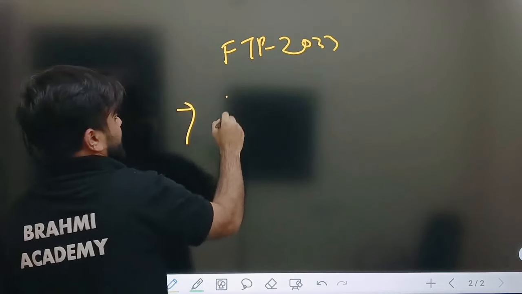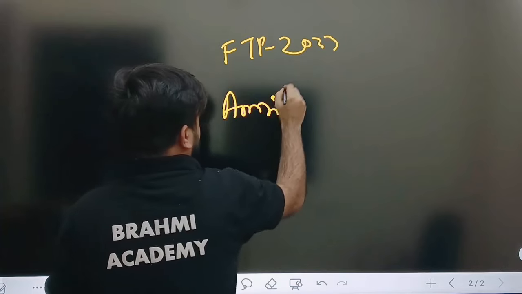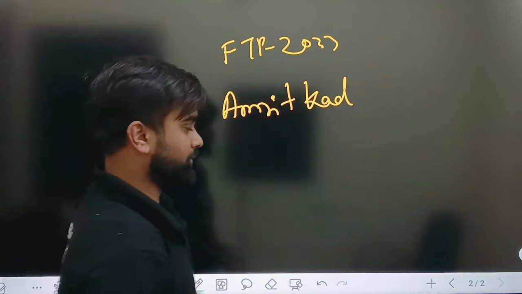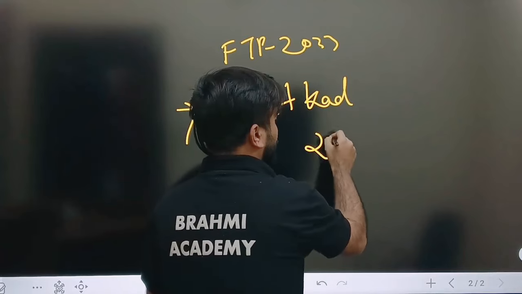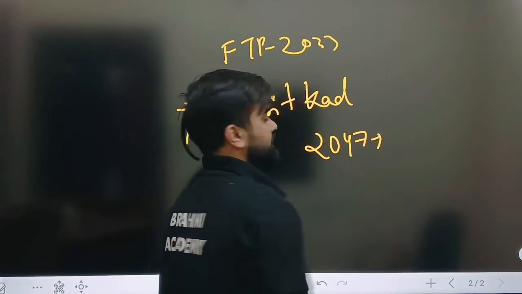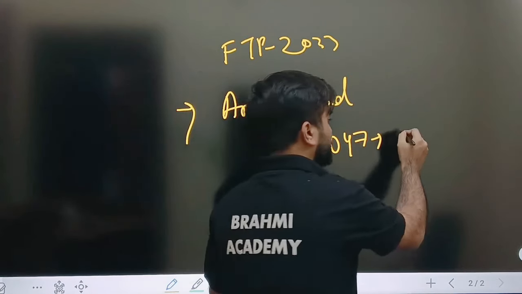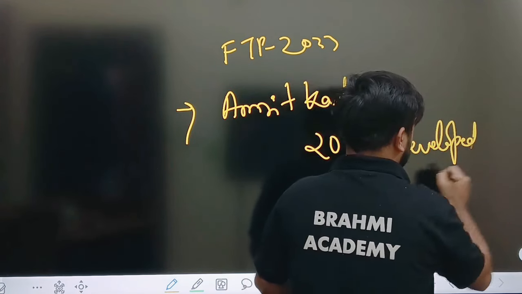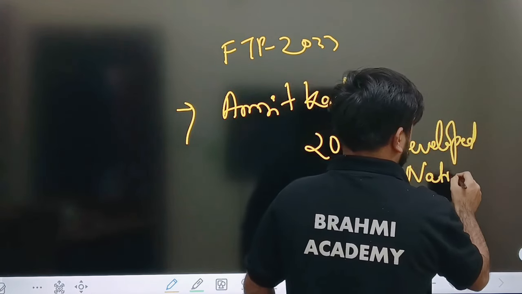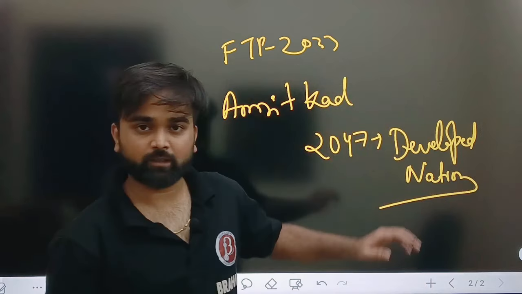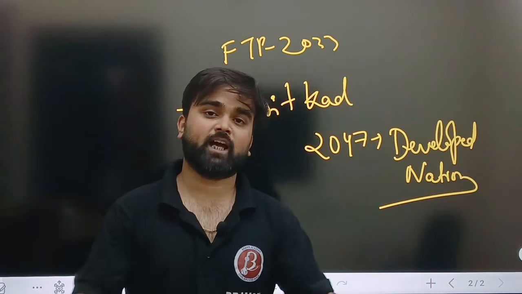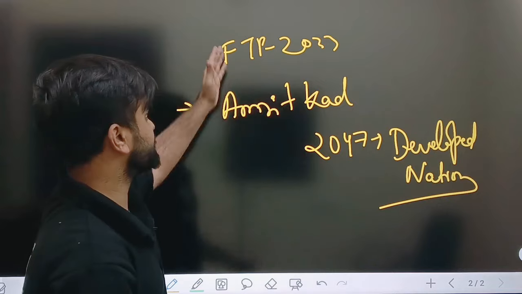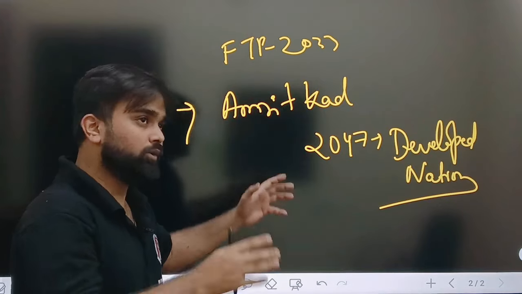2023. Remember, we are in Amrit Kal, correct? In Amrit Kal, the Amrit Yug is there, and by 2047, as the Prime Minister has already told us, we want to become a developed nation, correct? For becoming a developed nation, we need to aspire more, we need to work hard, we need to achieve more. And for that itself, this foreign trade policy has come into being.